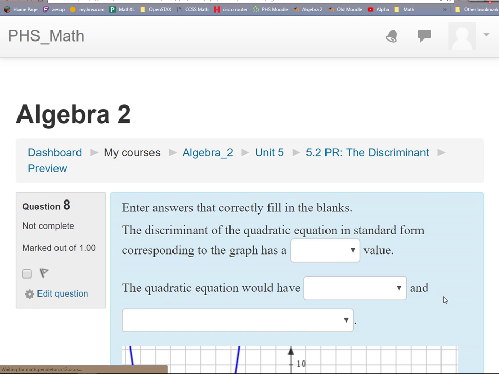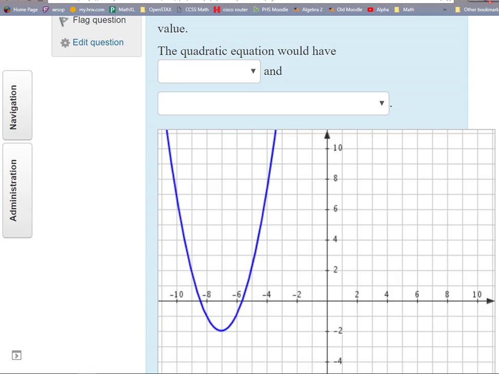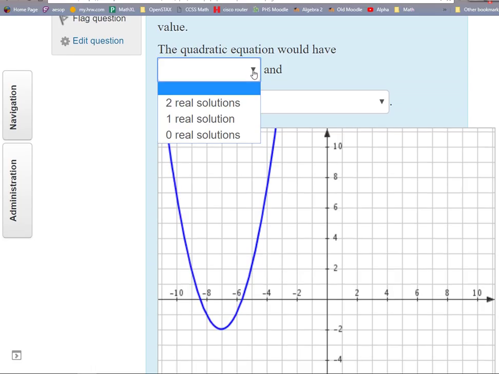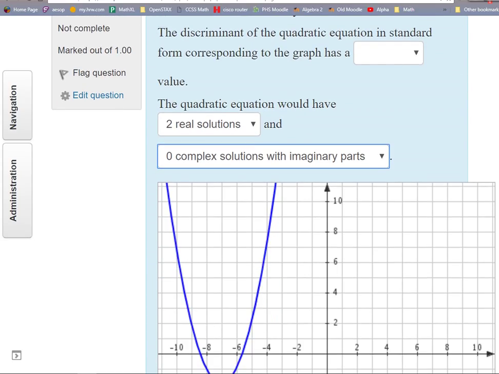All right, so how about something like that then? It's got what? 2 real solutions, so it must have 0 solutions with imaginary parts. Great. And that means the discriminant is positive. Boom. All right?